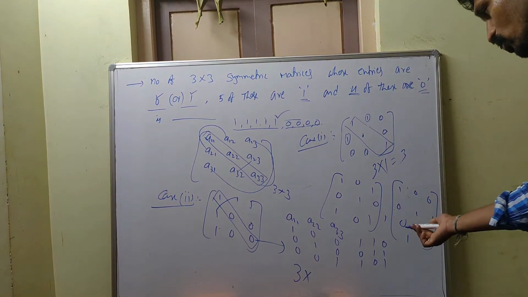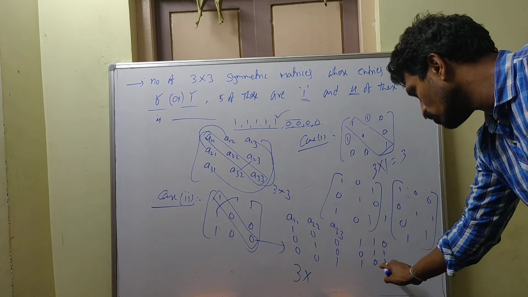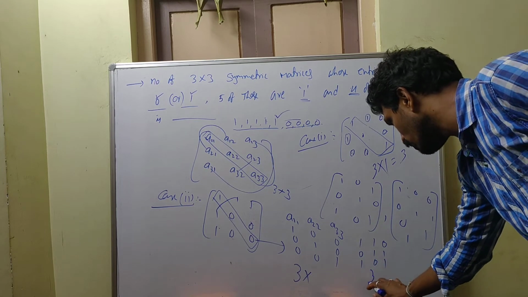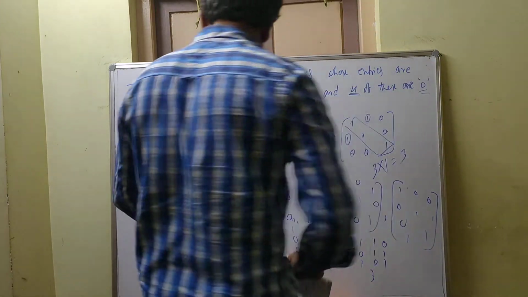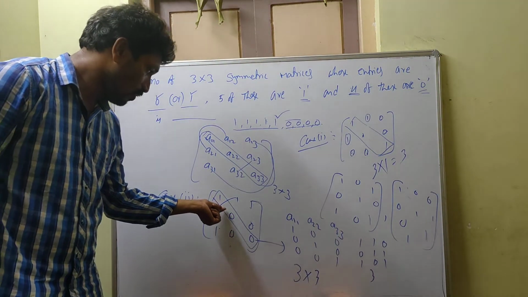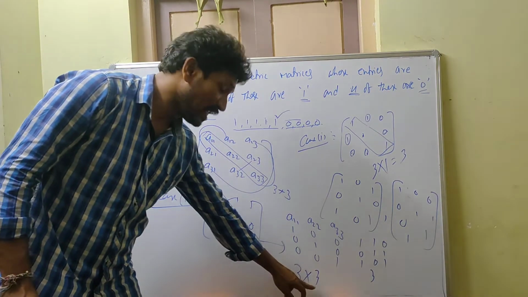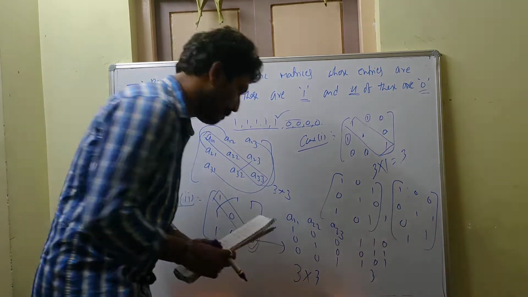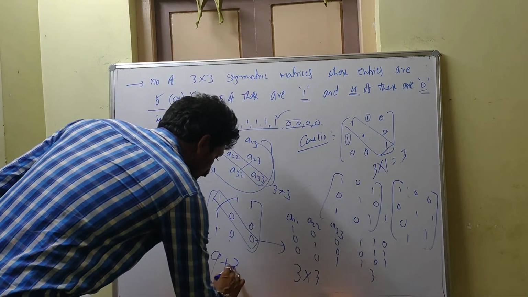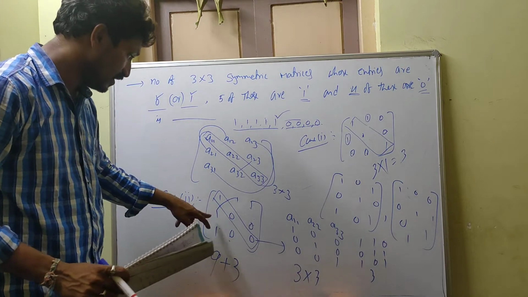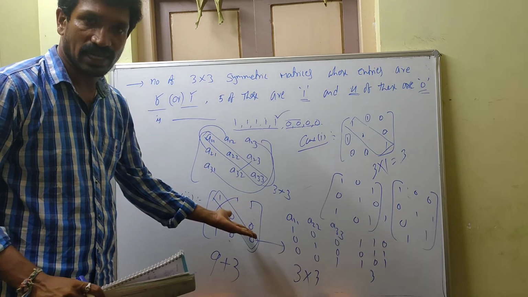Are there any more cases? No. 1, 1, 0; 0, 1, 1; 1, 0, 1. So these are also 3 possibilities. So 3 into 3, total 9. So we can get the matrix like this. Whenever 1, 0, 0 are in the principal diagonal, we can get 9 different matrices. Plus 9 plus case 1, how many? 3. Is there any case except these 2 cases? I think there are no more cases.